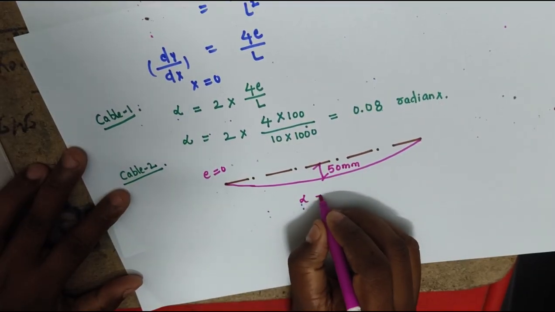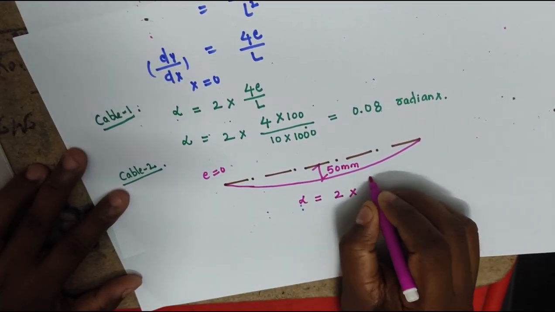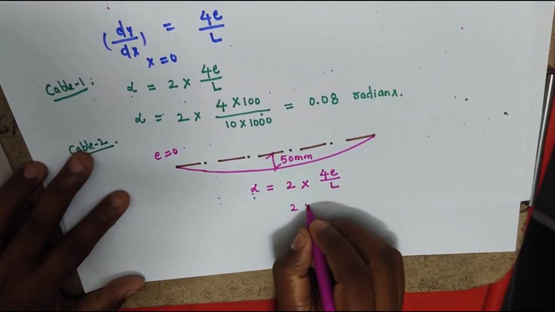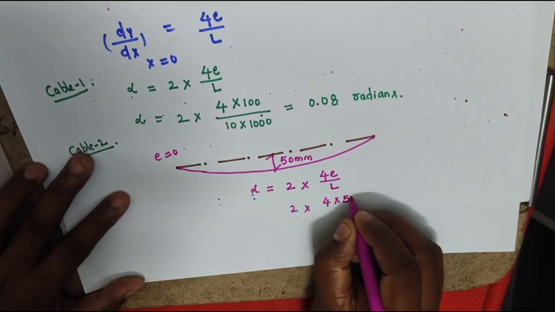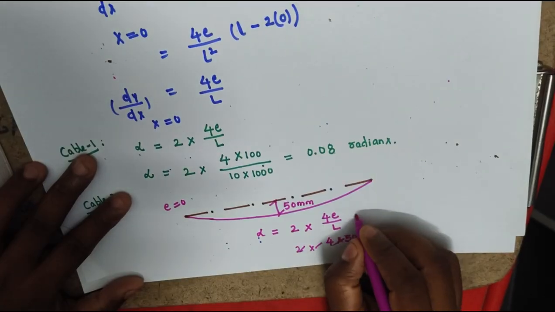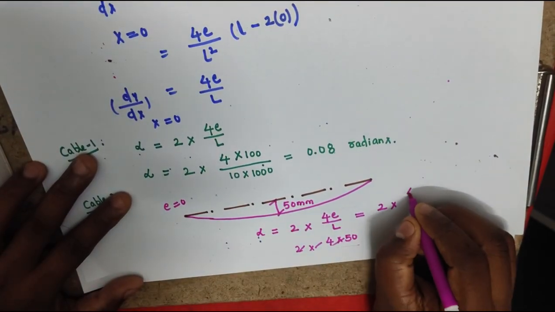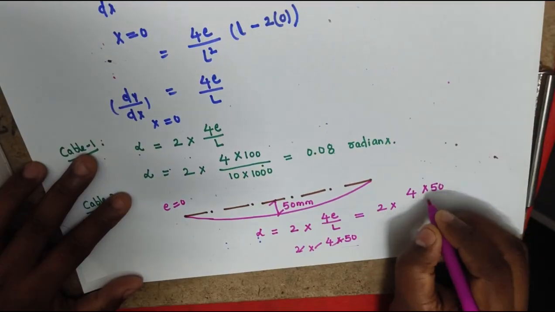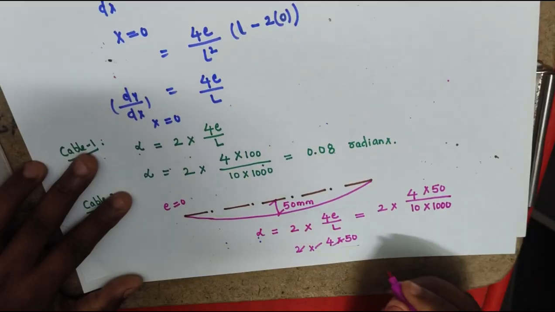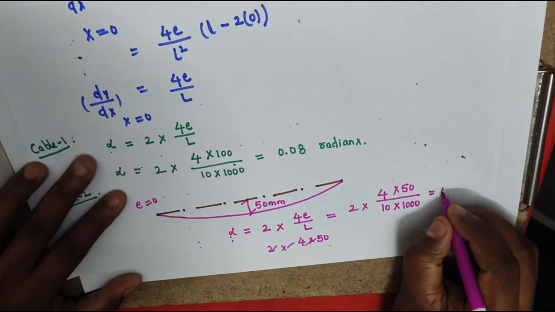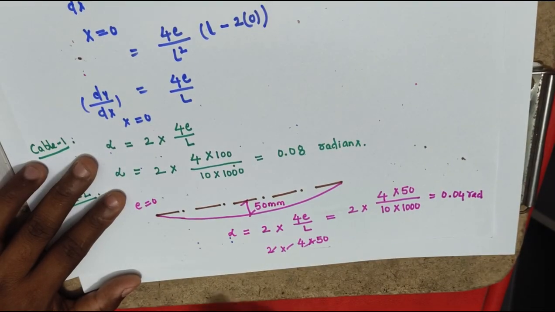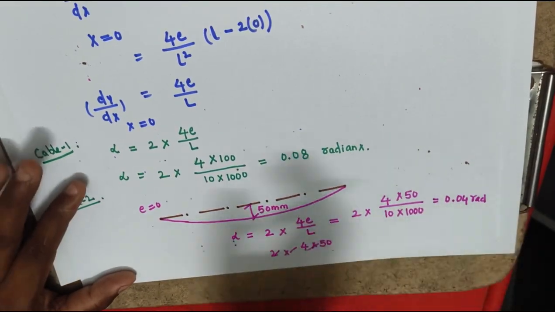Here also alpha is equal to 2 times 4e by L. 2 into 4 into eccentricity is only 50 by L, total length 10 into 1000, I am converting it into mm. The value will be 0.04 radians.